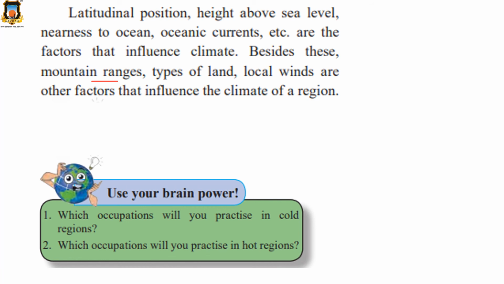Which occupations will you practice in hot regions? Selling of cotton, selling of cold drinks, selling of air conditioners, air coolers, fans, etc. So we can do this. Clear?